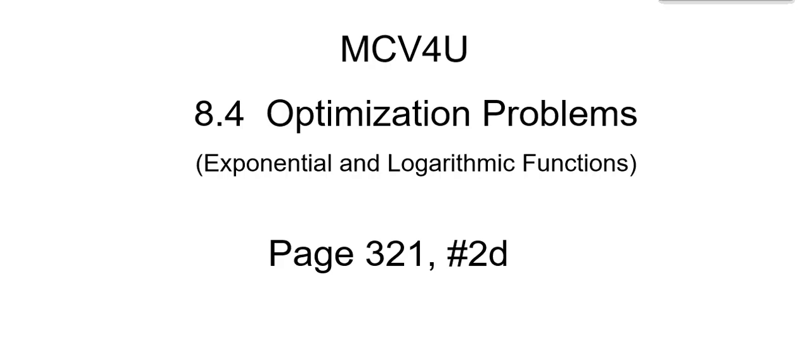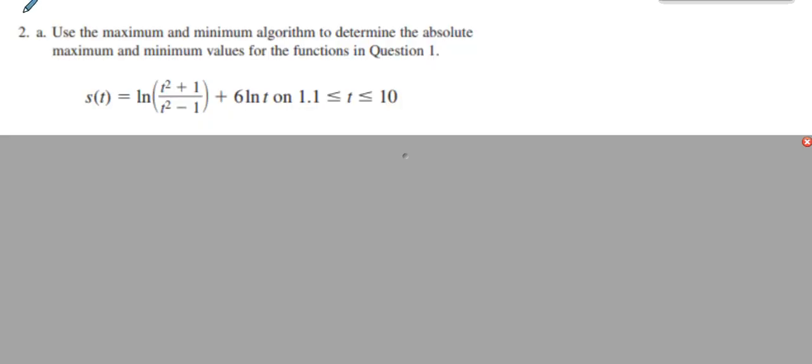This video is for calculus students who are working through optimization problems, specifically the optimization problems involved in exponential and logarithmic functions. It's section 8.4 in the textbook, and we're going to look here on page 321 at question 2D. Now technically it's question 2A. 2A says use the maximum and minimum algorithm to determine the absolute max and min values for the function in question 1. So we're going to be looking at the function listed in 1D.